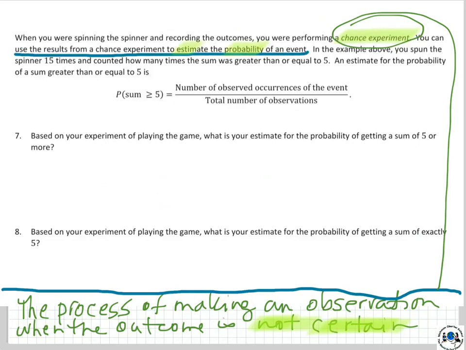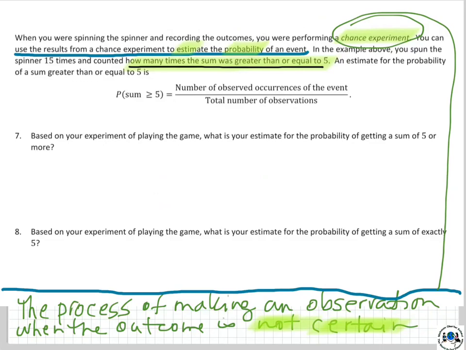So you can use the results from a chance experiment to estimate the probability of an event. And this idea of estimating is a very, very important one, because we can only estimate the probability when we are doing chance experiments. These are estimations only. There are no definitives, again, unless an event is certain.